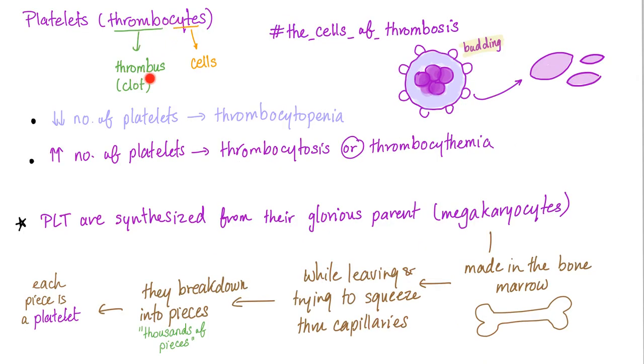Platelets are the thrombocytes, or the cells of the thrombus. They are synthesized from the glorious parent, the megakaryocyte. The megakaryocyte has several buds, several blebs, and each bleb will become one platelet. When the megakaryocyte is ready to leave the bone marrow, it gets squeezed through the bone marrow sinusoids. Then the megakaryocyte breaks down into pieces. Boom! We have thousands of pieces. Each piece is called a platelet.